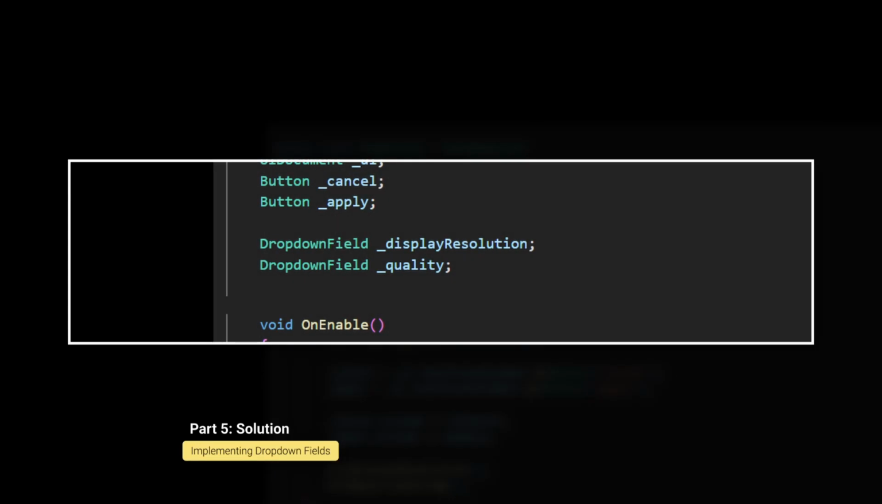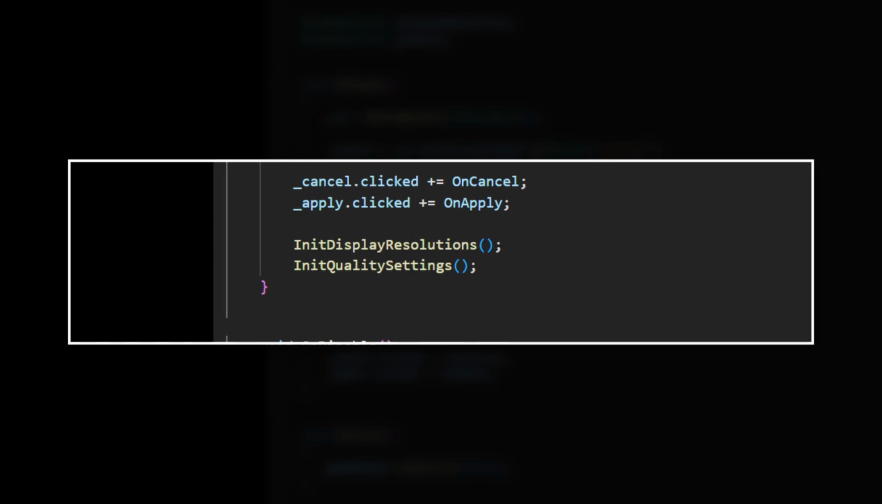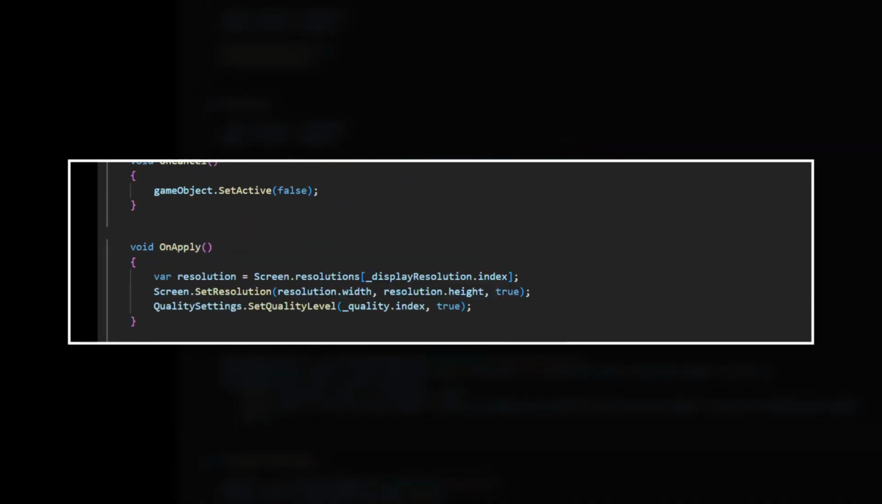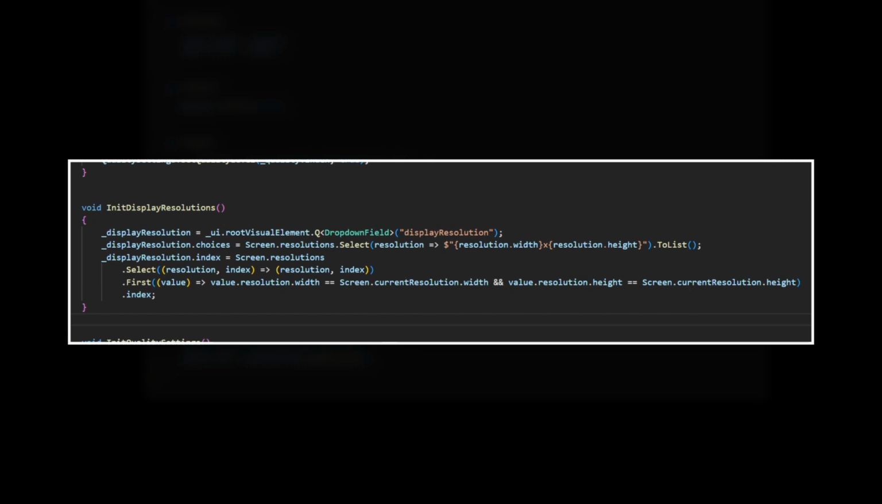Now, add 2 more variables in the graphics UI script. Both are drop-down field references for the fields we just created. In order to initialize them, we create 2 more functions and call them in the onEnable. The init display resolution function is a bit more complex and needs some clarifications here. First, we query the drop-down field for the display resolution. Then, we assign the choices. The choices is a list of strings which will be displayed in the drop-down when you click on the field.